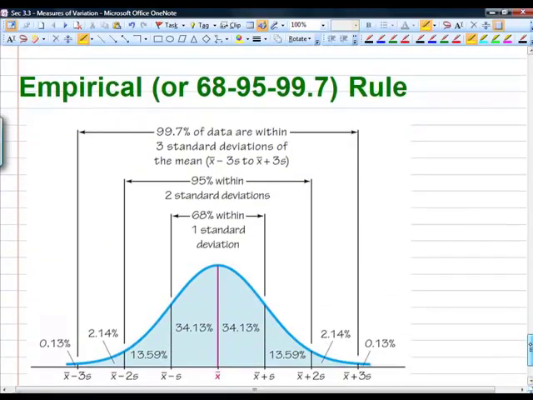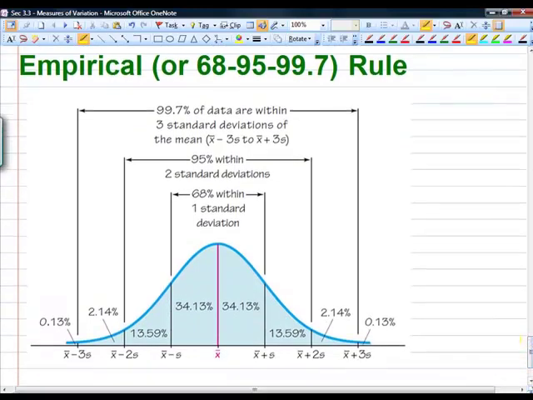Now, this is the rule that I've been dying to get to because it's a much prettier picture than what I can draw with a normal graph. This is the empirical rule, or it's sometimes called the 68, 95, 99.7 rule, for a very good reason. If this x right here is the middle of your data, x bar, that's the mean, which measures the center of your data. If we go out one standard deviation to the left and one standard deviation to the right, we find that 68% of our data lie within one standard deviation of the mean. If your data come from a normal distribution, it does not matter what the mean or the standard deviation is, this relationship will always hold true.